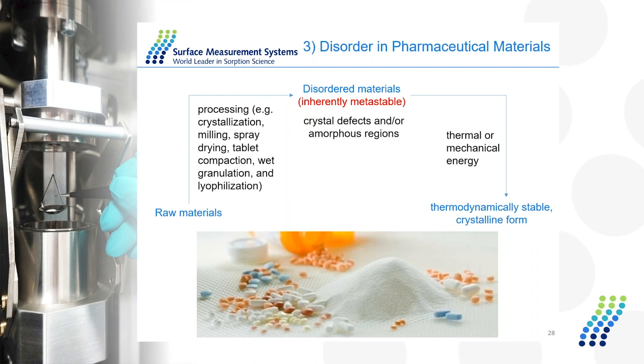So it's very important to study the level of this disorder in the formulation design, as well as the performance and storage of the final products. DVS can be used to characterize this disorder, and there's a method we can use to determine the amorphous content in this disordered material.